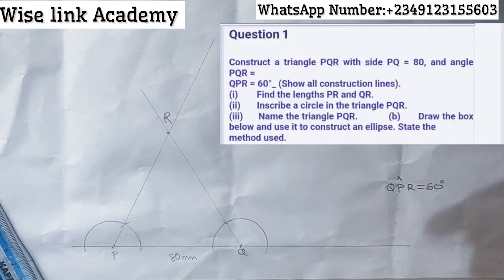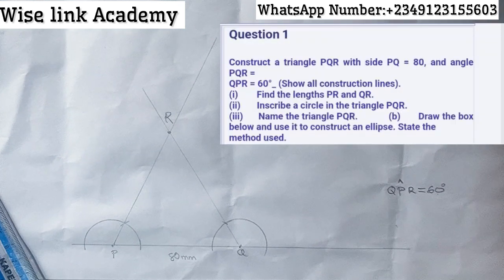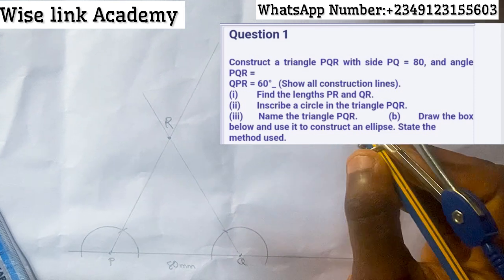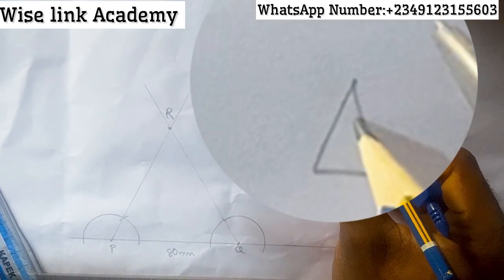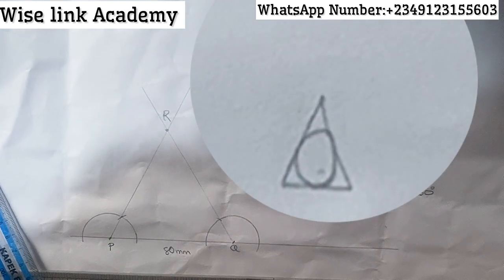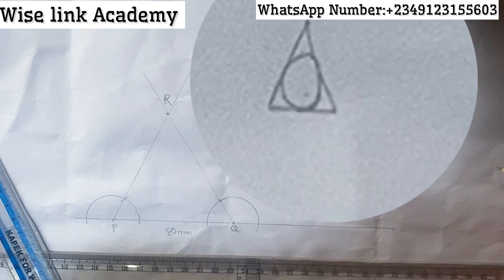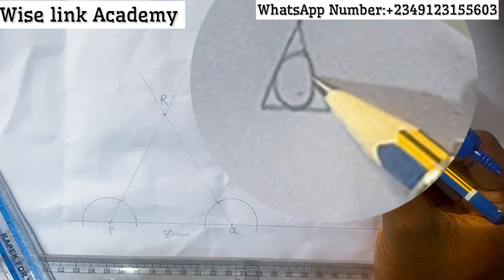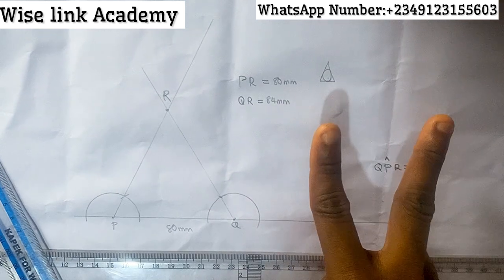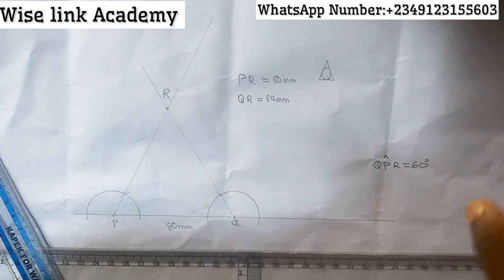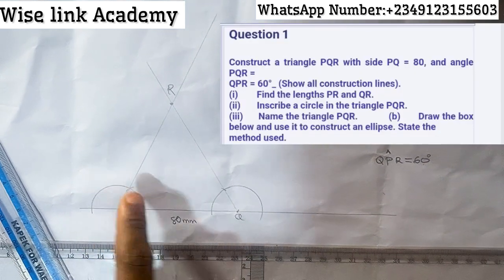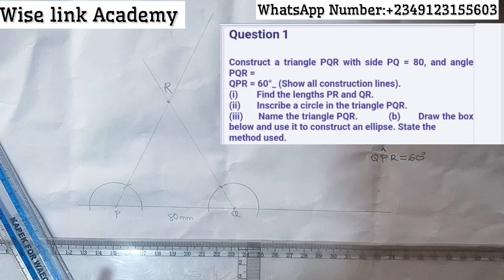Next task there, it says inscribe a circle in the triangle. Now let's inscribe a circle in the triangle. When it comes to inscribing, what we mean is that the circle will be inside the triangle. If I'm inscribing, it means that I'm trying to draw a circle in a triangle. In that case, I have to pick two angles. When it comes to inscribing, focus on getting angles. This is my triangle here. I have one angle here and one angle here. Let's pick these two angles.